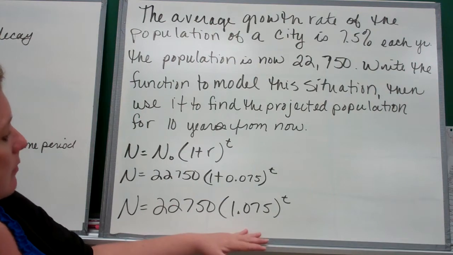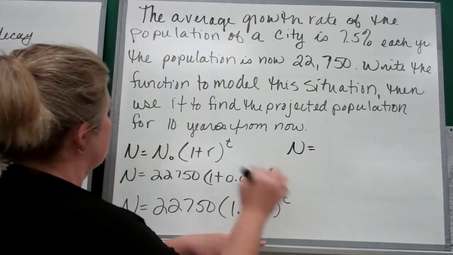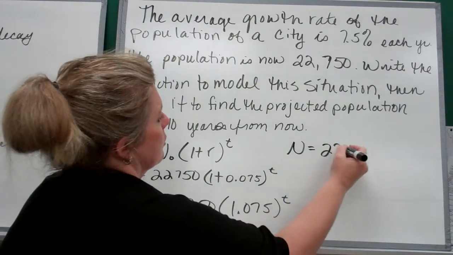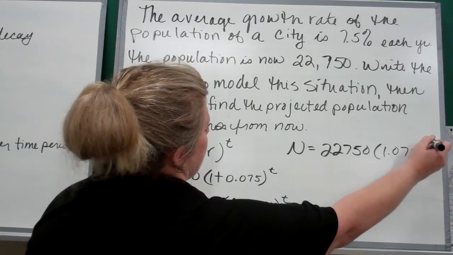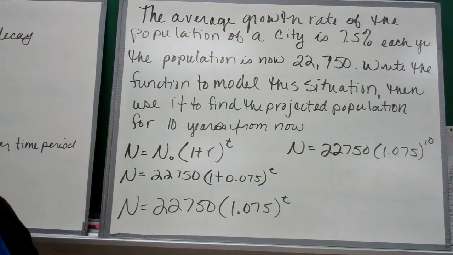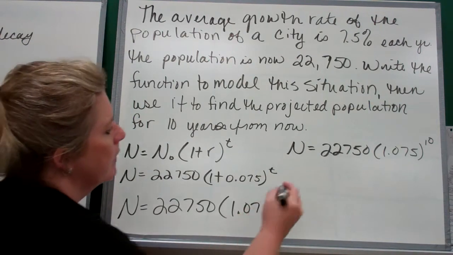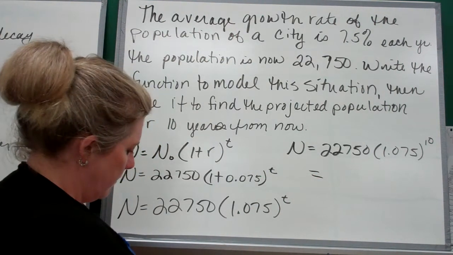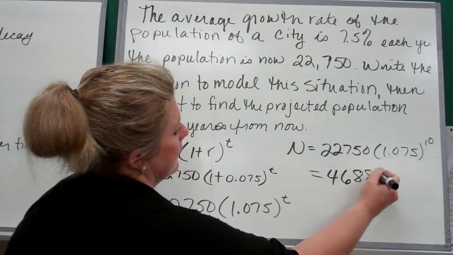Now we're going to use it by simply plugging in 10 for t, to project for 10 years from now. 22,750 times 1.075 to the 10th power. You may use your trusty calculator for that. The projected population would be 46,888.